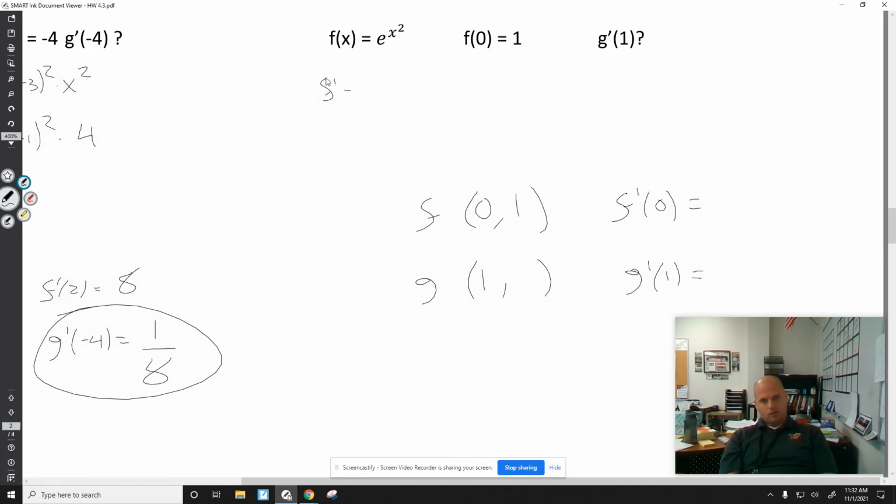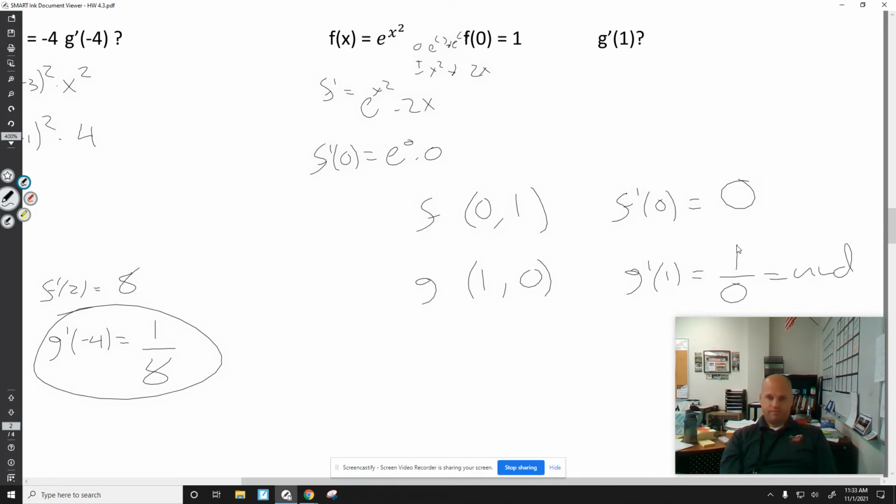This is an O and an I. e to the power x squared, 2x, e to the power. So f prime is e to the x squared times 2x. If I plug in 0, e to the 0 times 0 is 0. That means g prime of 1 is 1 over 0, which is undefined. Okay.